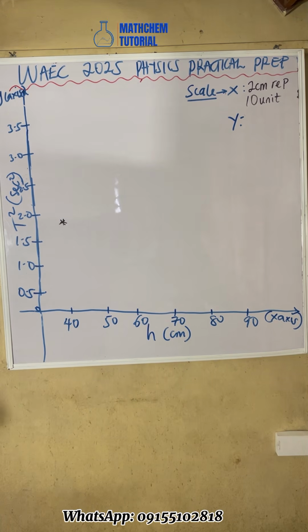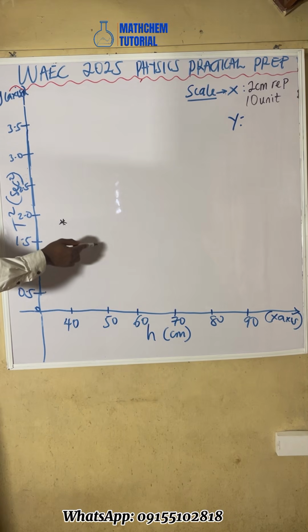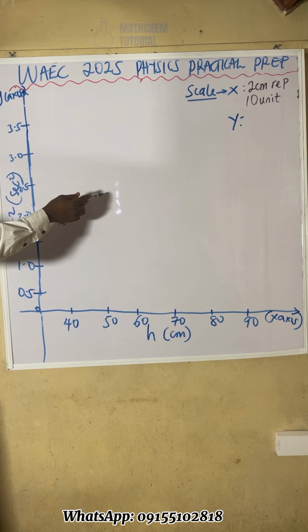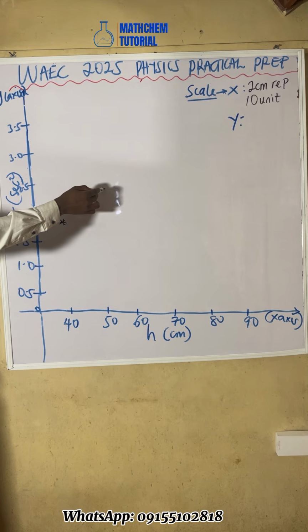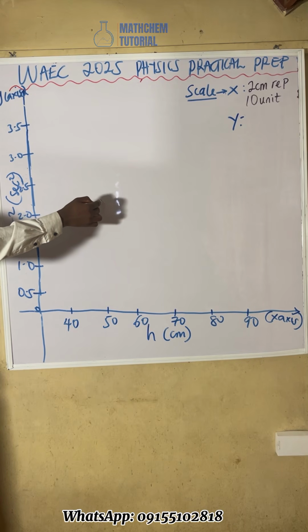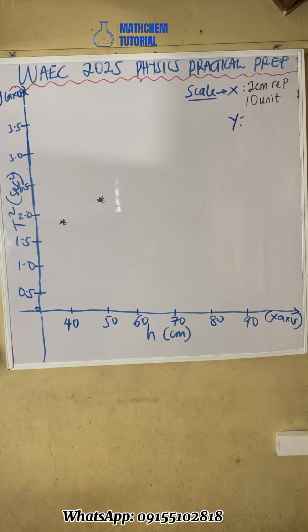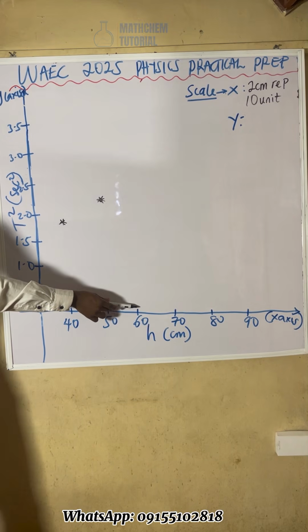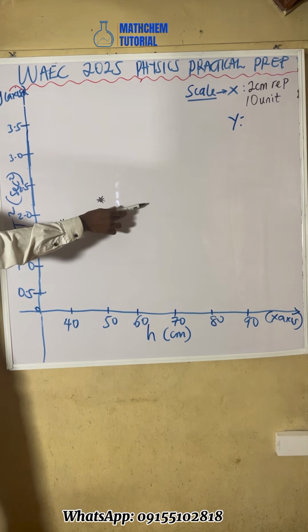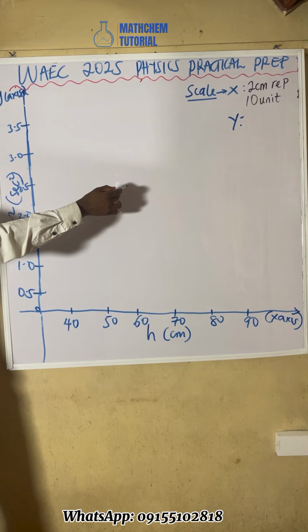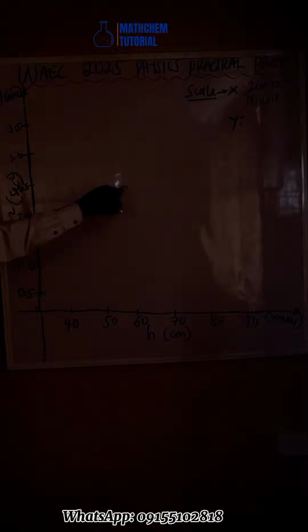So the second one is what? 50 under 2.10. 50 under 2.10 will be spotted here. Please trace it very well. 2.10 will be around this place. Please just take this as an example. And then the next one is 60 under 2.40. 2.40 will be around here.